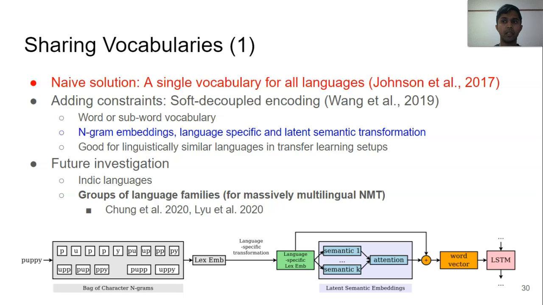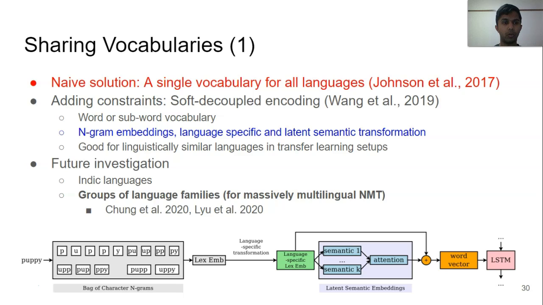In a minimally shared model, the question of vocabulary sharing does not arise. But in a fully shared model or a partially shared model, there might be vocabulary sharing. The naive solution is to use a single vocabulary for all languages without any kind of discrimination or special handling, as done by Johnson et al. But in order to optimize the performance for partially shared or fully shared models, we might have to add some constraints. We found a paper by Wang et al. in ICLR 2019 on soft decoupled encoding.